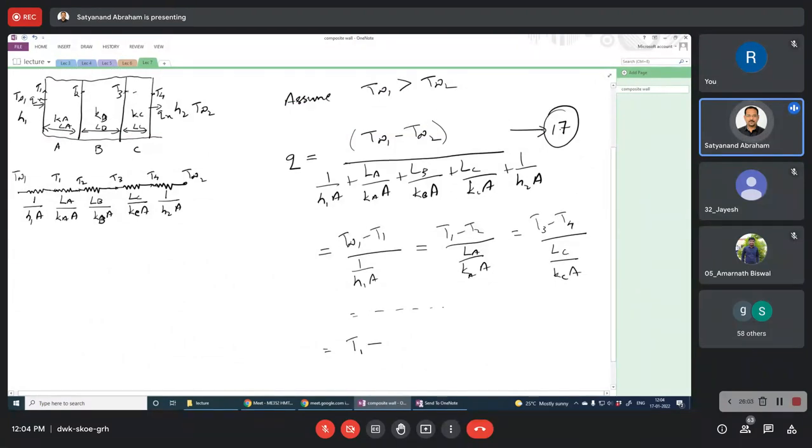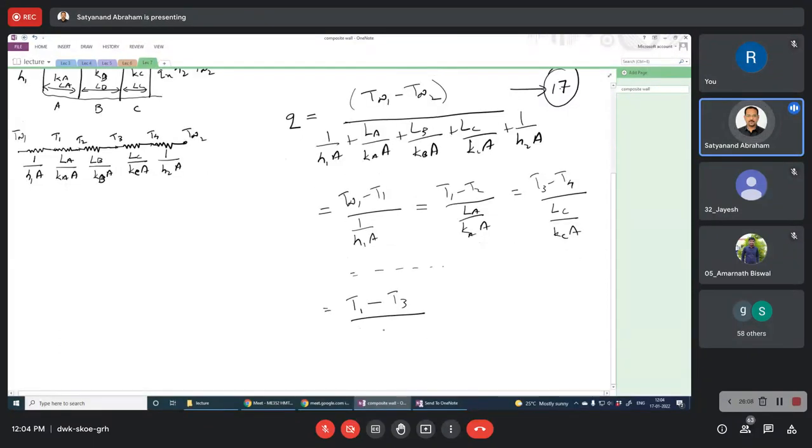So we can also write T1 minus, say, T3. If you are considering T1 minus T3, then what resistances come in its way? Then we have to write LA by KA into A plus LB by KB into A. That's it. This is again equal to whatever we showed earlier. In this way, you can calculate the temperature at different surfaces also.